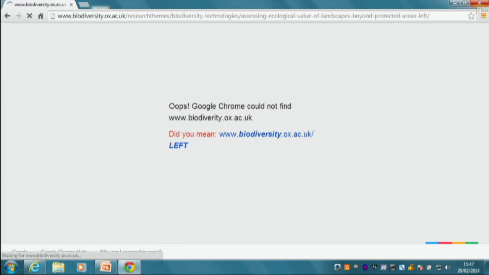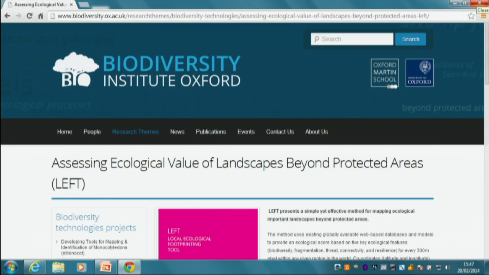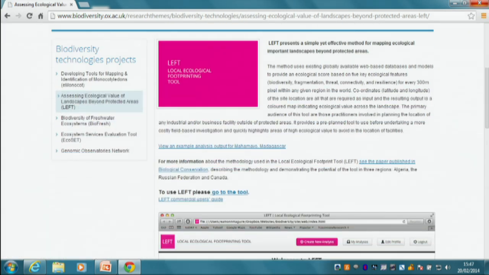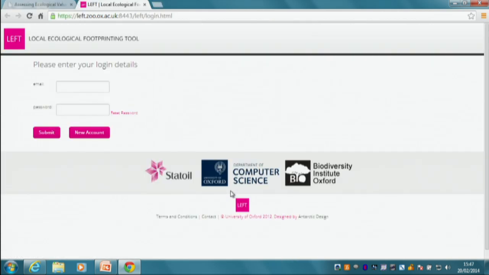There we go. So this is the Biodiversity Institute website, and this is the page that describes the LEFT tool, and this is just some preamble to describe what the tool does, and you can access the papers we published about it. But to have a go, you just click on the go to the tool link. Anyone can create an account. If you're coming here for the first time, you just click the new account button, put your email address in and choose a password. But I'm going to log in as me just to show you how it works.